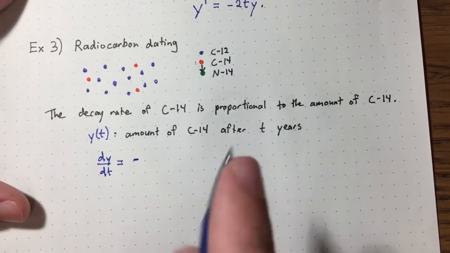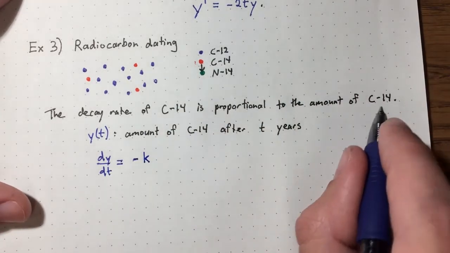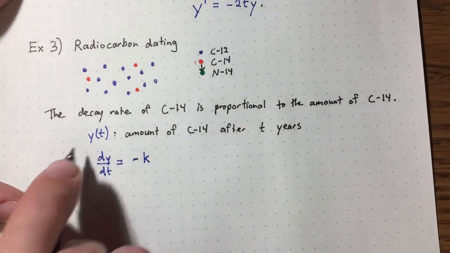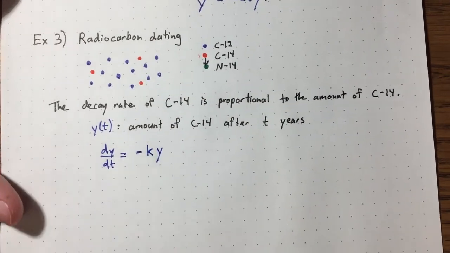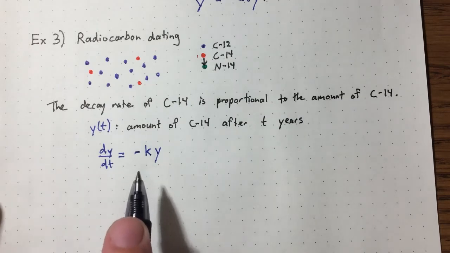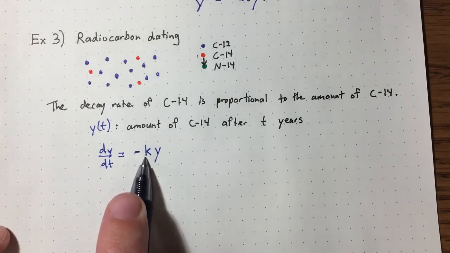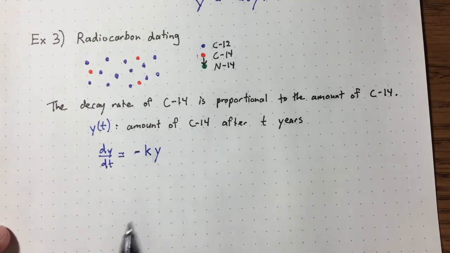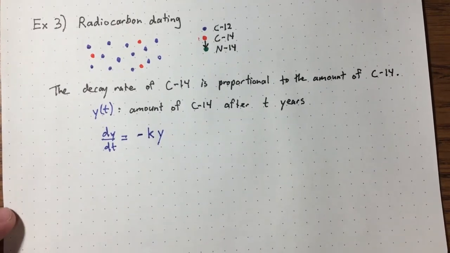And it's proportional to, meaning k times, the amount of carbon-14. What's the amount of carbon-14? That's the function y itself. So dy dt equals negative ky, and that's going to be the differential equation for radioactive decay. We could have actually left out the minus sign and just said k is going to be a negative number also. But I'm going to try to follow the scientific convention that these constants are always going to be positive. So k is a positive constant, and so I need this minus sign.